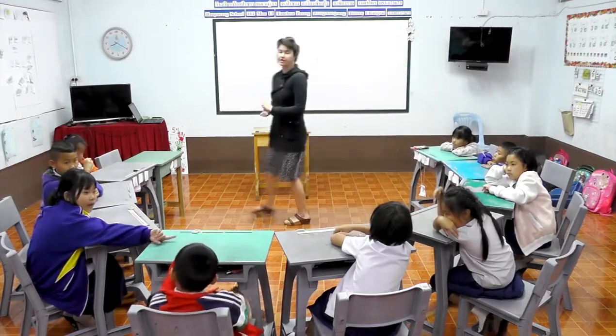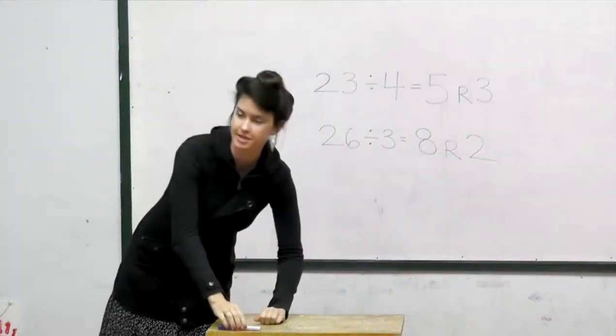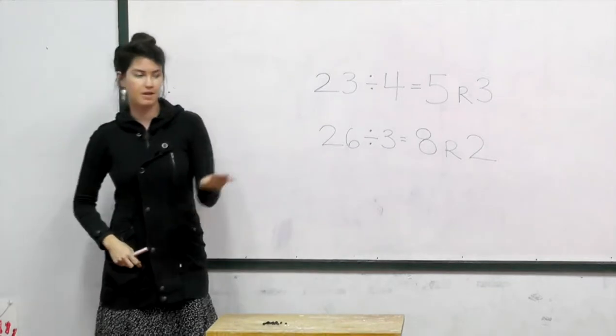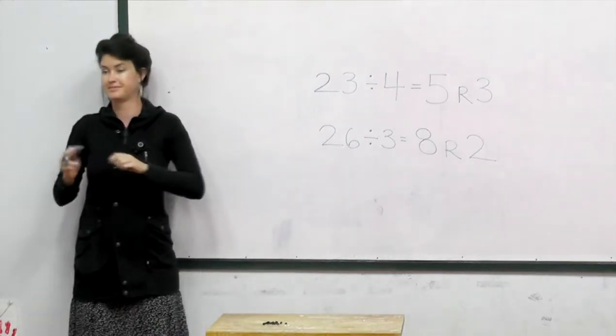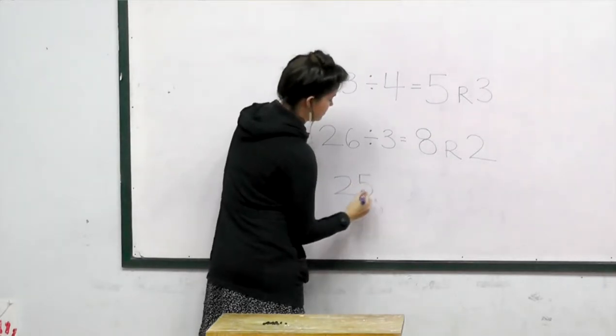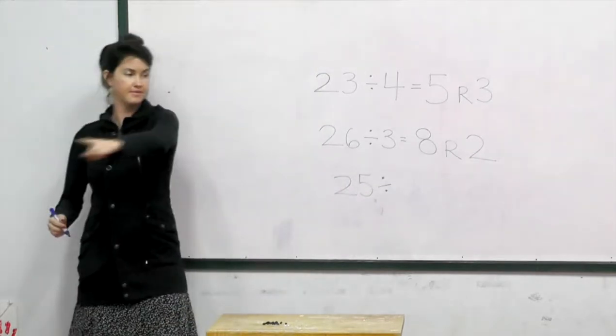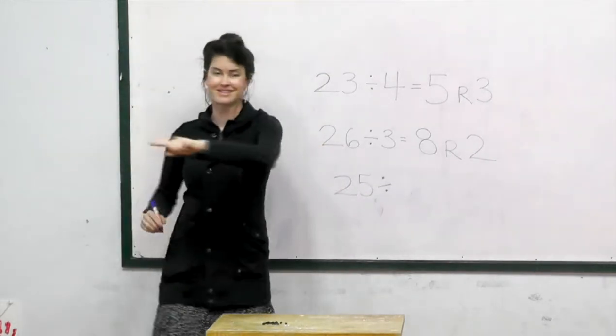Okay, friends, how many beans did we start with? How many beans do we have? Do you remember? 25. Divided by? How many friends did we share with? 9.